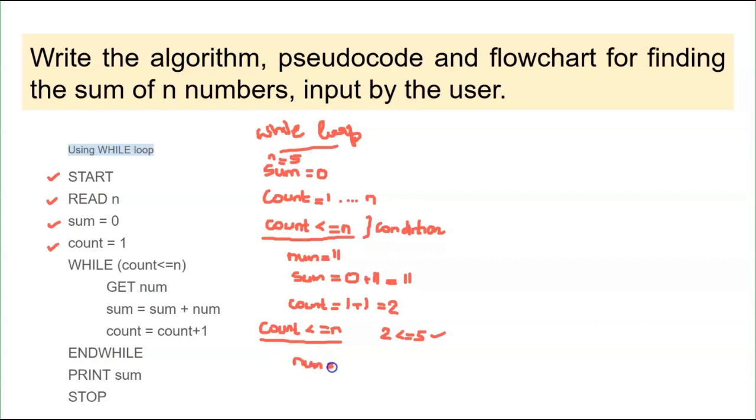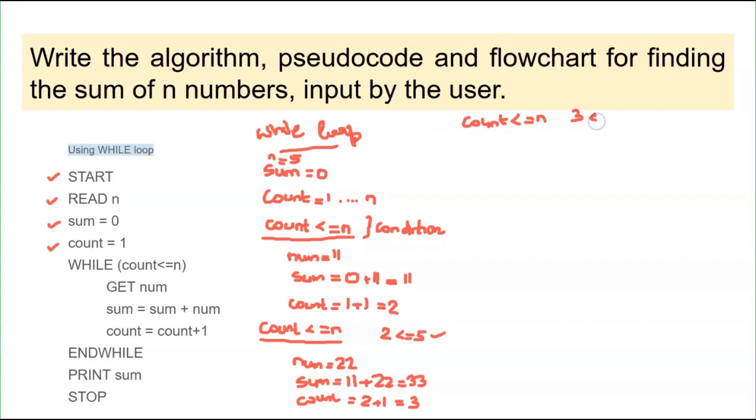You will ask for the next number. Number will be 22. Sum will be equal to the previous sum, 11, plus 22. It will be 33. And count will be also incremented. Count will become, now it is 2, incremented by 1, so 3. Now again it will check the condition, whether it is less than or equal to n.